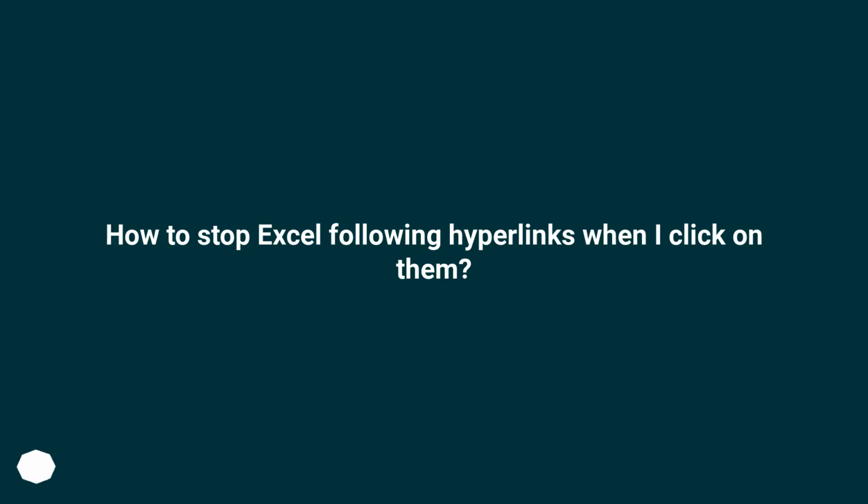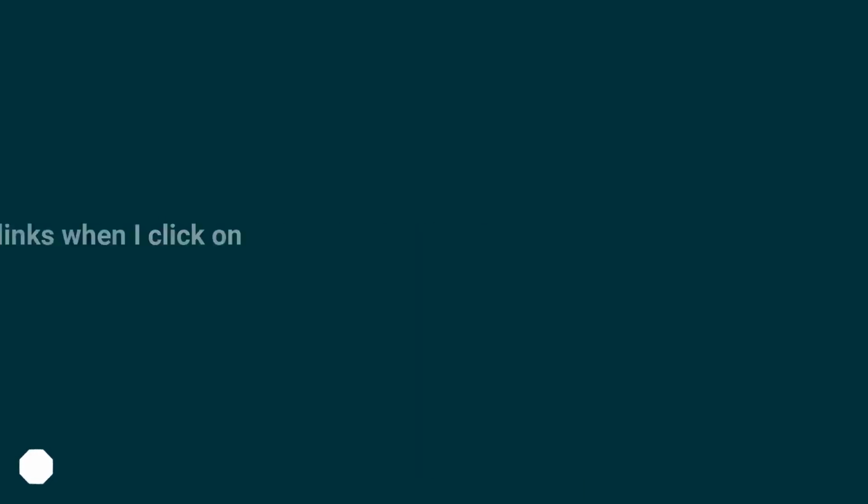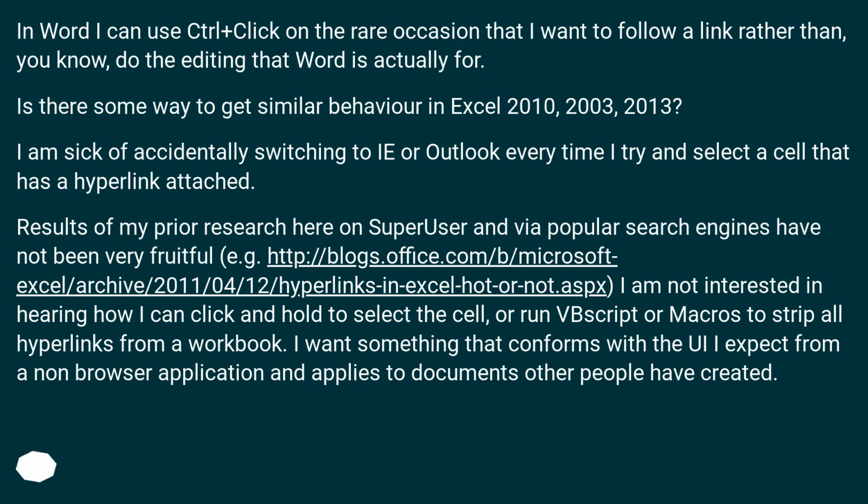How to stop Excel following hyperlinks when I click on them? In Word, I can use Ctrl plus click on the rare occasion that I want to follow a link rather than do the editing that Word is actually for. Is there some way to get similar behavior in Excel 2010, 2003, 2013? I'm sick of accidentally switching to IE or Outlook every time I try and select a cell that has a hyperlink attached. Results of my prior research here on Superuser and via popular search engines have not been very fruitful.